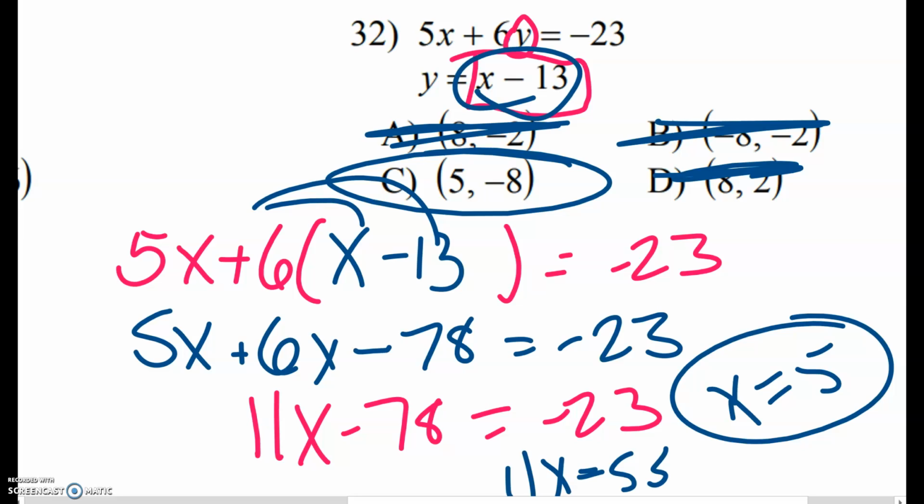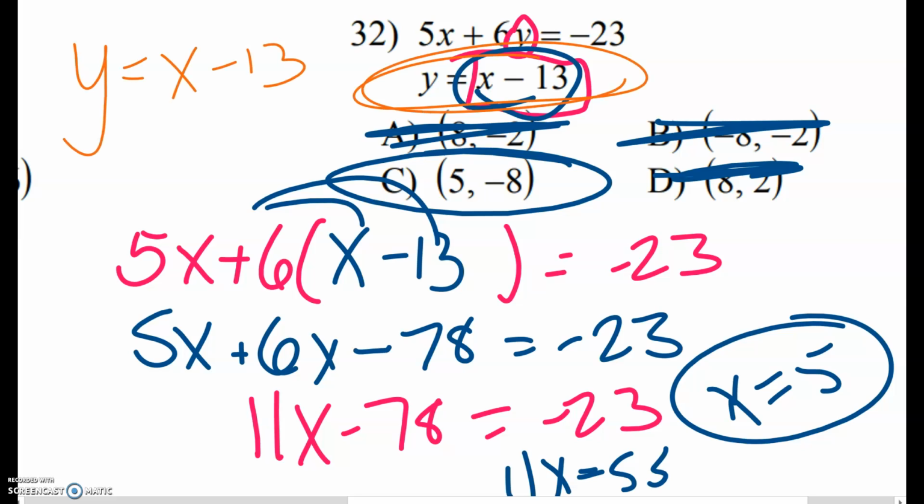Now, let's say you're not doing multiple choice. How do you find your y? Well, you just go back to what y is equal to. Y is equal to x minus 13, right? That's what it says right here. So if you plug a 5 in, 5 minus 13 is negative 8.